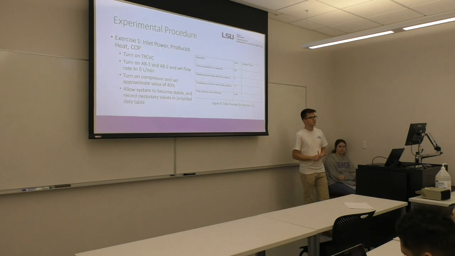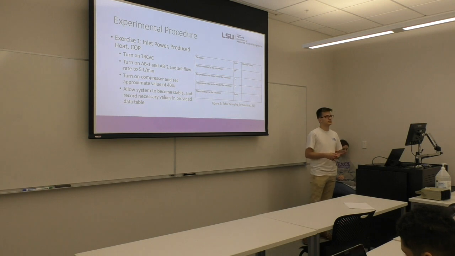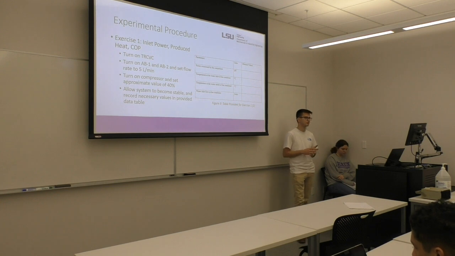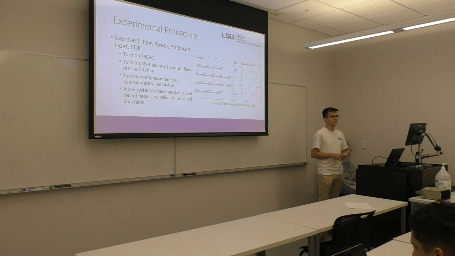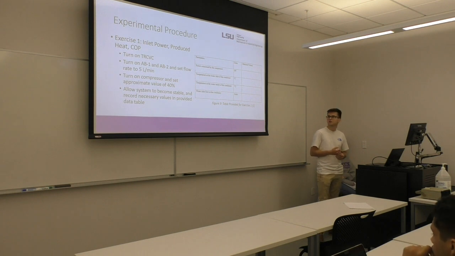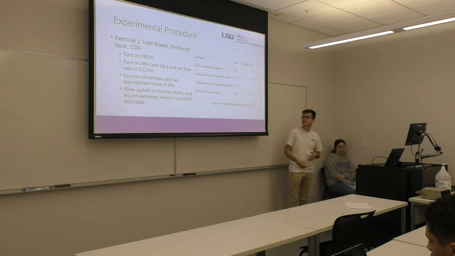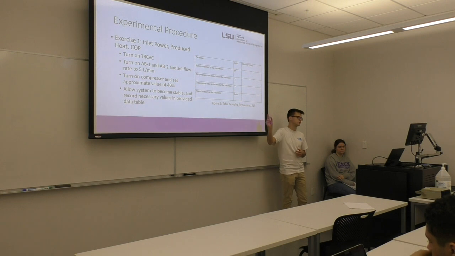For the procedure of this experiment, there will be 2 main exercises. The first exercise will focus on determining the inlet power, produced heat, and coefficient of performance for the system. It will start by turning on the system, turning on the AB-1 and AB-2 switches, and setting the flow rate to 5 liters per minute. Once the compressor is turned on, we will set an approximate value of 40%. We will allow the system to become stable and report all necessary data in the provided data table shown here on the right for exercise 1.